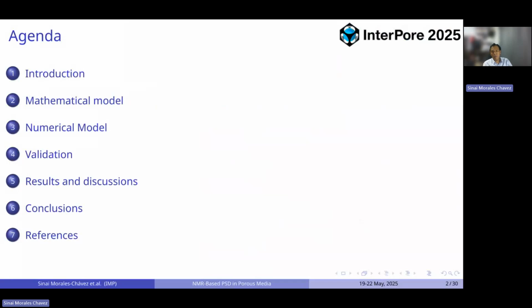And following that, I will present the results and discussion, which include both synthetic tests and experimental comparison with data from various ensembles. And finally, I will summarize our main conclusions and mention some ideas for future work that could extend to more complex scenarios. So let's begin.